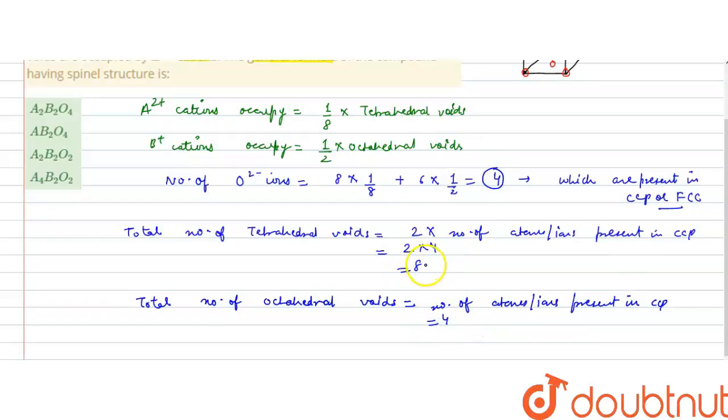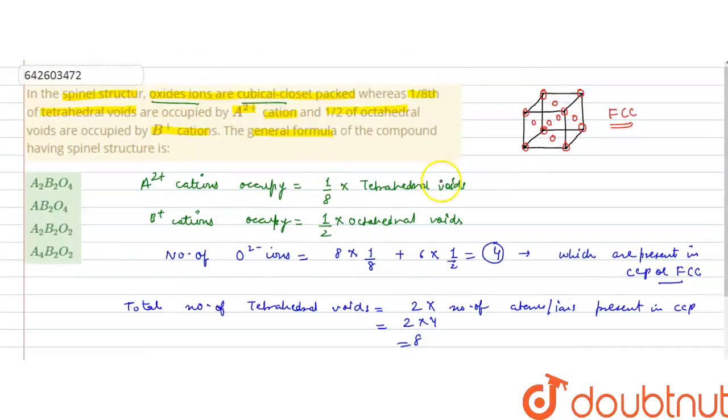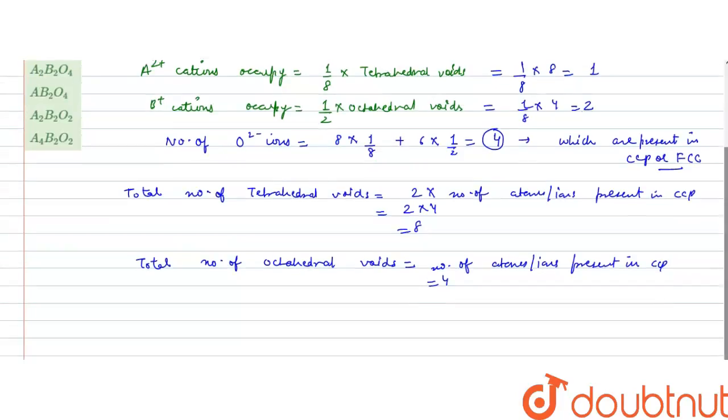Now we have total number of tetrahedral voids as 8 and total number of octahedral voids as 4. So we can calculate these. Now it would be 1 by 8 into the total number of tetrahedral voids. We have calculated 8. It means the number of A atoms would be 1. And for the octahedral voids, the total is 4, so 1 by 2 into 4 gives 2. It means the number of A2+ cations would be 1 and the number of B+ cations would be 2 and the number of oxide ions we have calculated is 4.